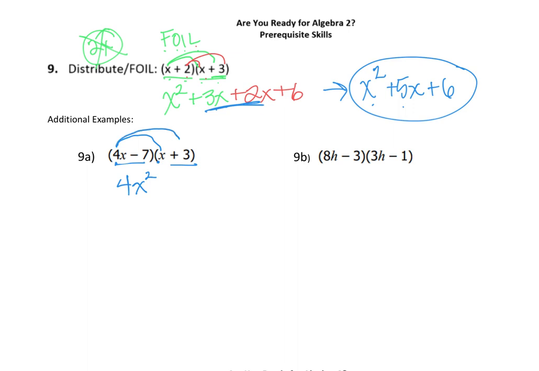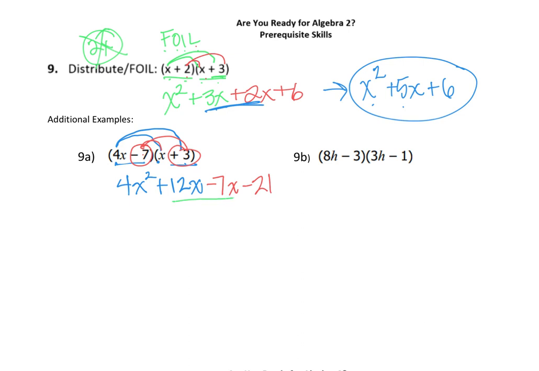Then we do outsides, 4x times 3. So 4 times 3, those regular numbers are getting multiplied. 4 times 3 is 12. x, hey look, no x is attached to that 3, so it's just going to stay 1x. Then we're going to do our insides. Now notice this is a -7. Remember that a sign right in front of a number or variable stays with it. So -7 times positive x is going to stay -7x. And then I have -7 times a positive 3. A negative times a positive stays negative. So -21.